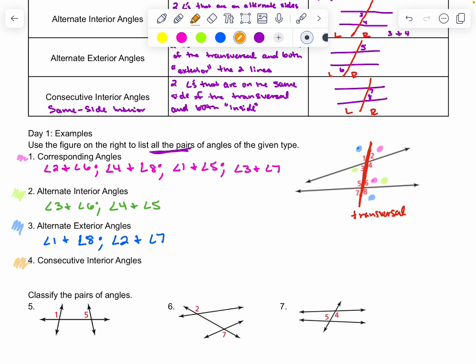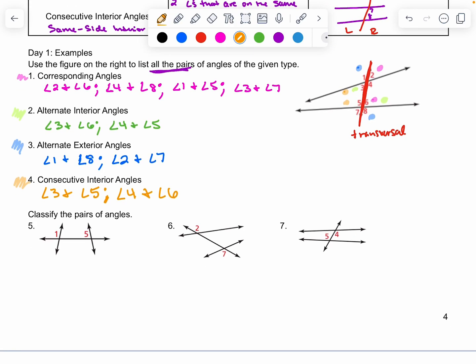And last but not least, consecutive interior angles. I'm going to go with 3. I need to be on the same side of the transversal and inside. So if I'm on the same side, I'm on the left and I'm inside, so it's got to be 5. And the other set would be 4 and 6. Okay. Just thinking through those different sets and using those definitions. So again, it helps that you get to see all the pairs so that you can match them up.